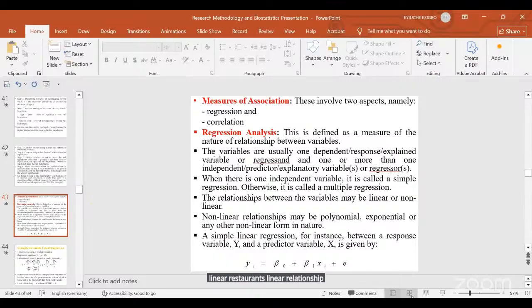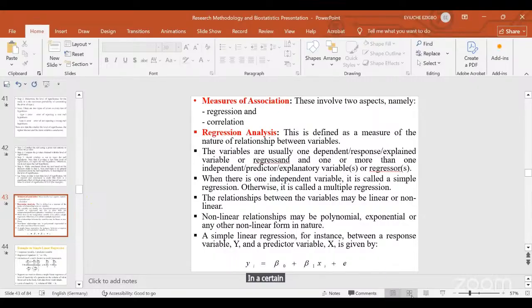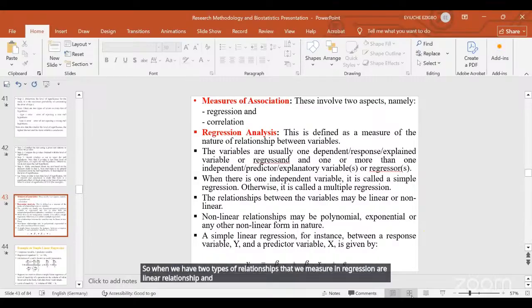There's yet another type of linear relationship. As one variable is increasing, the other one remains constant. In this case, there is no relationship between them. As one continues to increase, the other is not shifting; it's not going down, it's not increasing, it remains the same. In such a situation, there is no relationship between the variables. Is that clear? So the two types of relationship that we measure in regression are linear relationship and non-linear relationship.